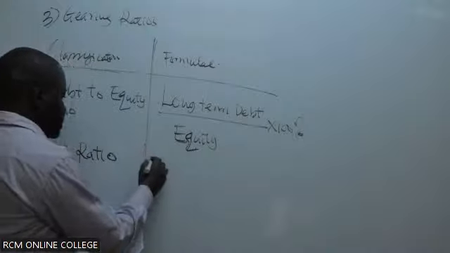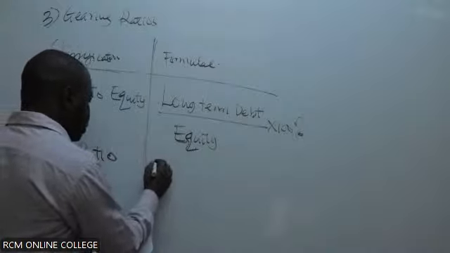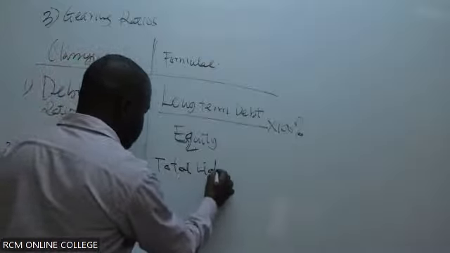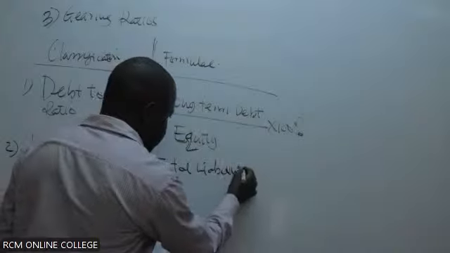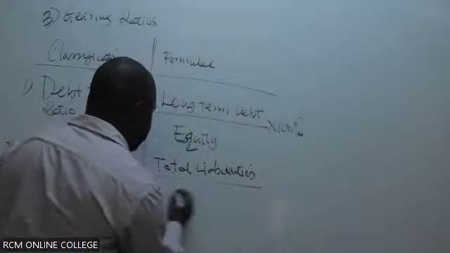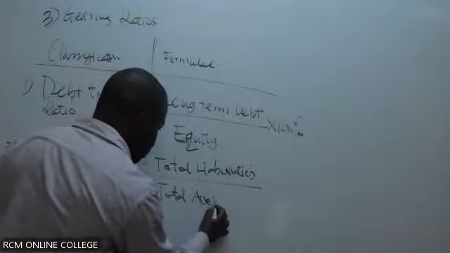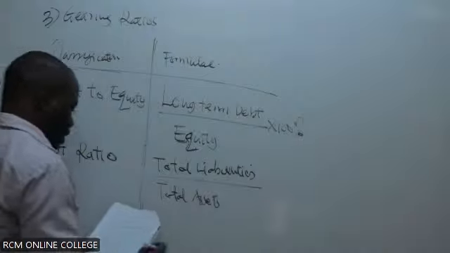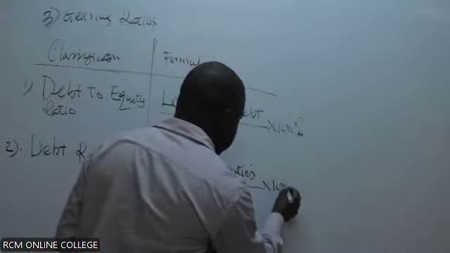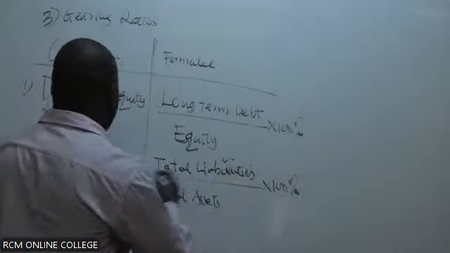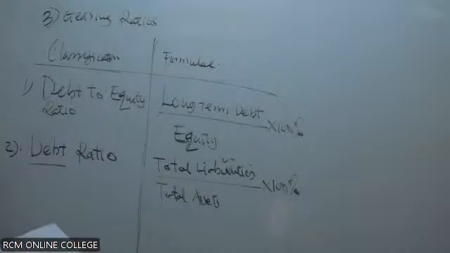For the debt ratio, the formula is total liabilities divided by total assets, then you multiply by 100%. So total liabilities is what you are liable to pay. You divide by your total assets, then you multiply by 100%.